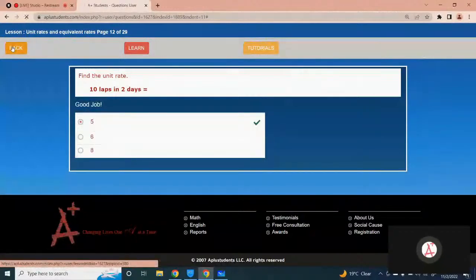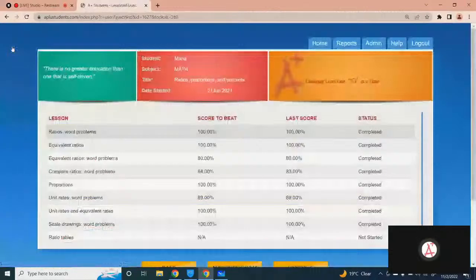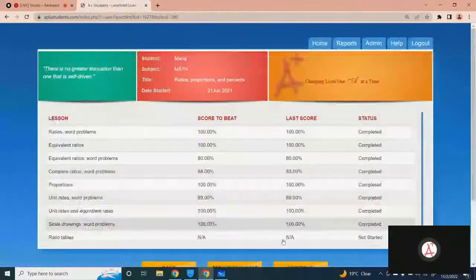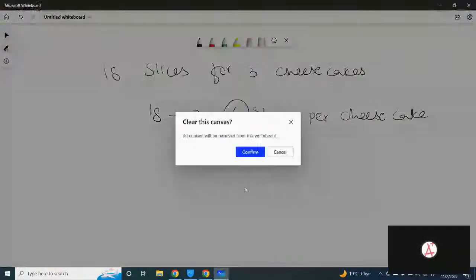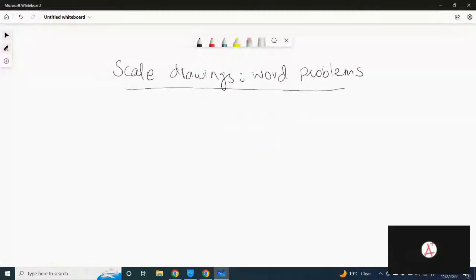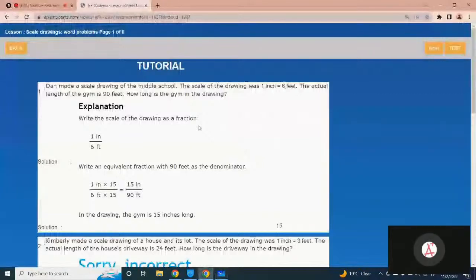I'm just moving to the next topic, and the next topic is scale drawings word problems. Let me write down the lesson name on the board. It would be scale drawings word problems. Okay, let's start with the first example. Let me just read the example.